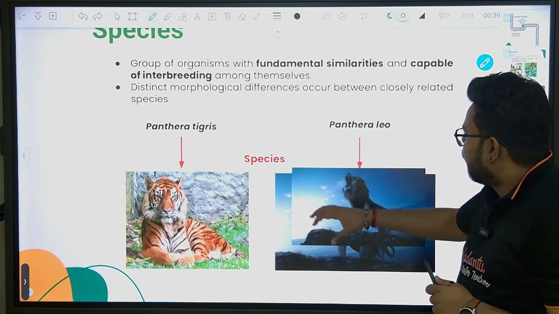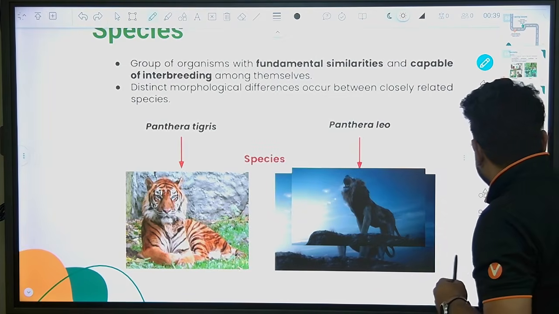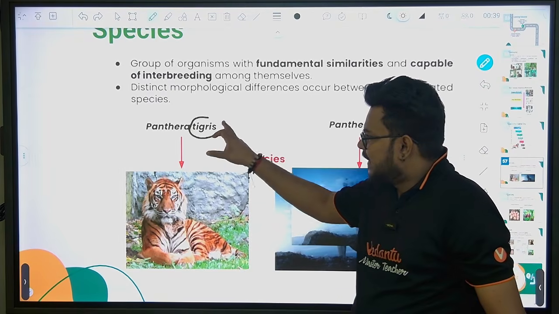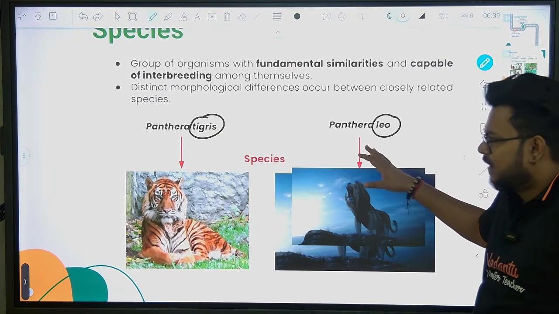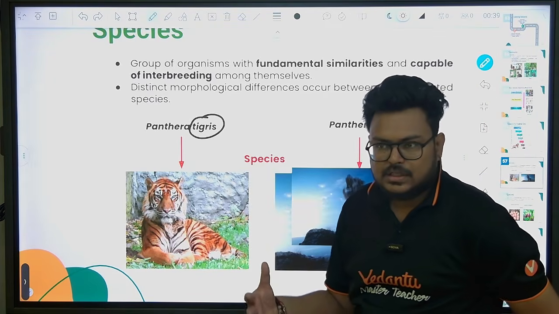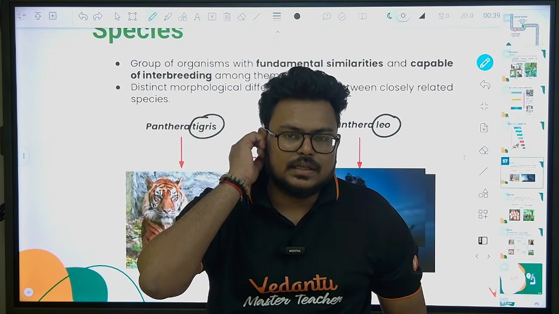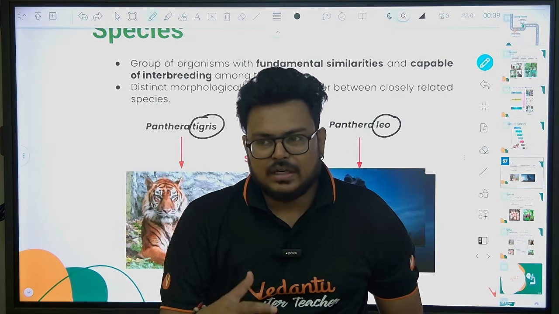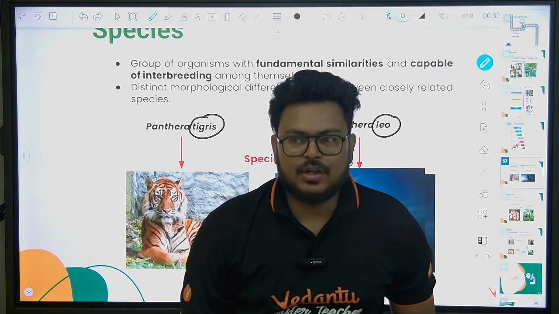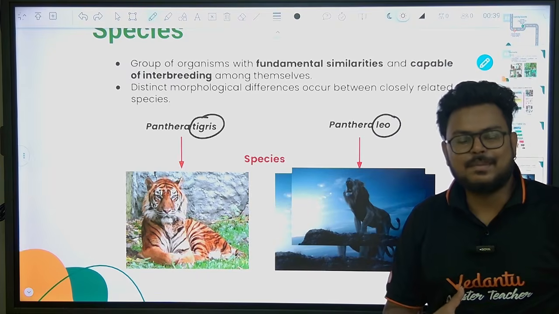Okay. So for tigris and leo, they are different species. They are not the same species. This is our tiger and this is our lion. Species are different, but genus is the same. If we talk about Panthera tigris, let's say we have Siberian tiger, Indian tiger, Bengal tiger, multiple tigers are there. So different types of tigers, they show the same morphological features. So species are the ones which show the same morphological features.